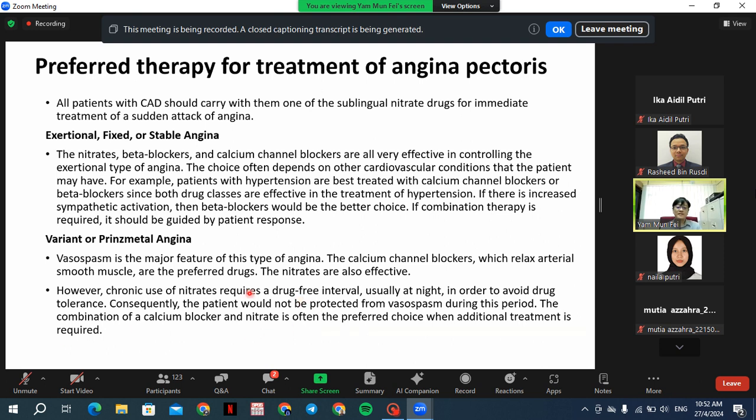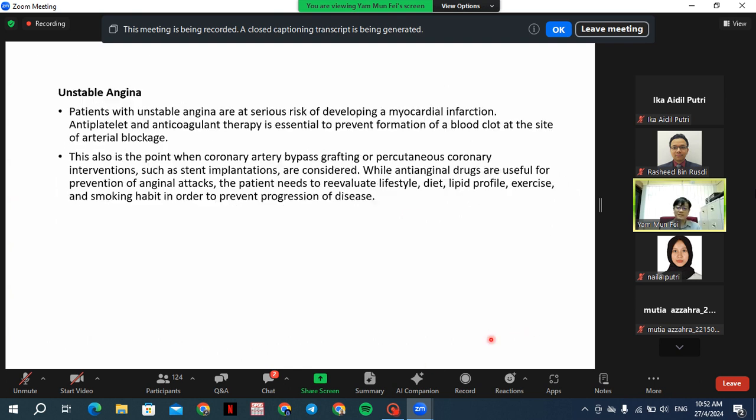So normally it is nitrate, because once you frequently use nitrate, you will develop tolerance. So you need to have a drug-free interval, especially at night. So at night you take a calcium channel blocker, in the morning you take nitrate, so as to avoid the unwanted conditions.